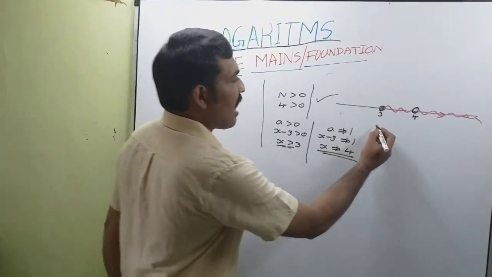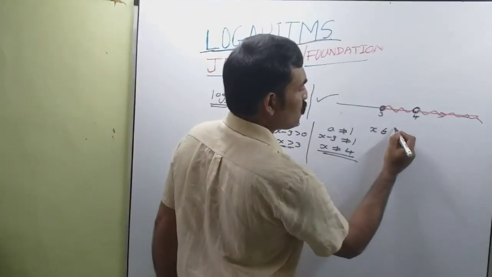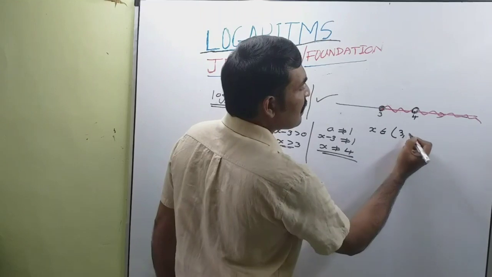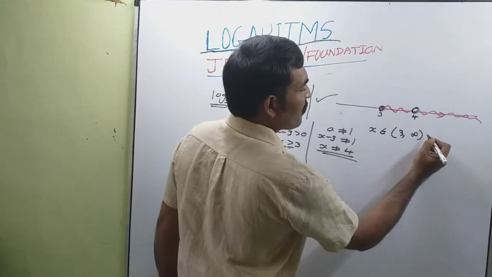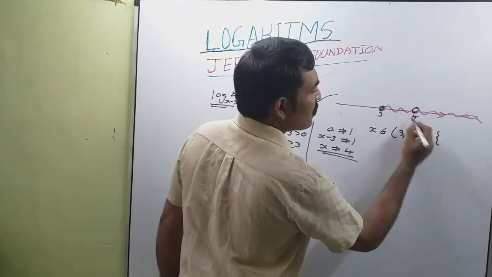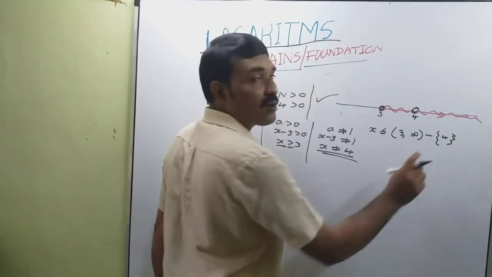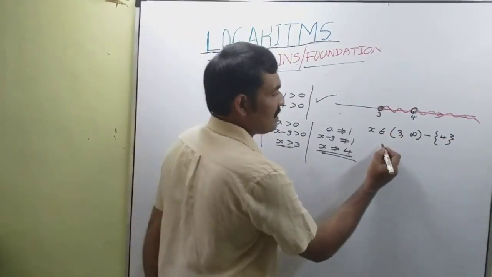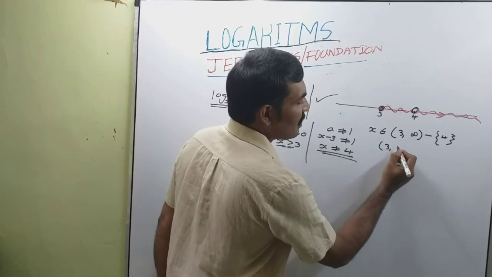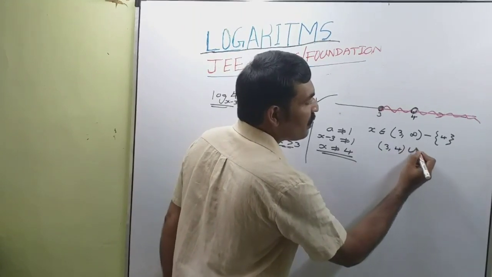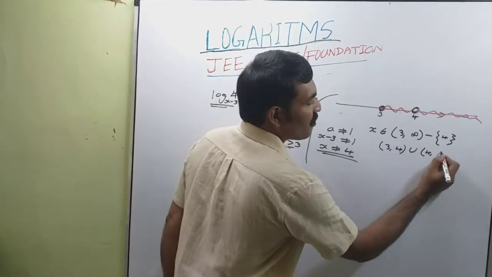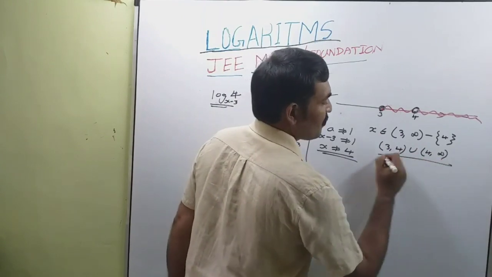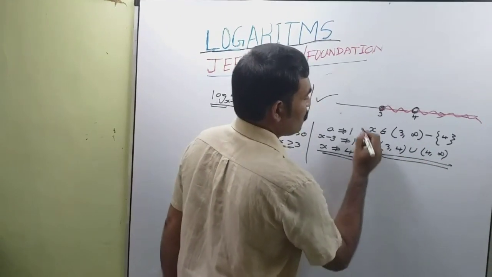So we can write x belongs to the open interval 3 to infinity minus the set 4. So 4 is excluded. Or we can represent this as the open interval 3 to 4 union the open interval 4 to infinity. This is where x belongs.